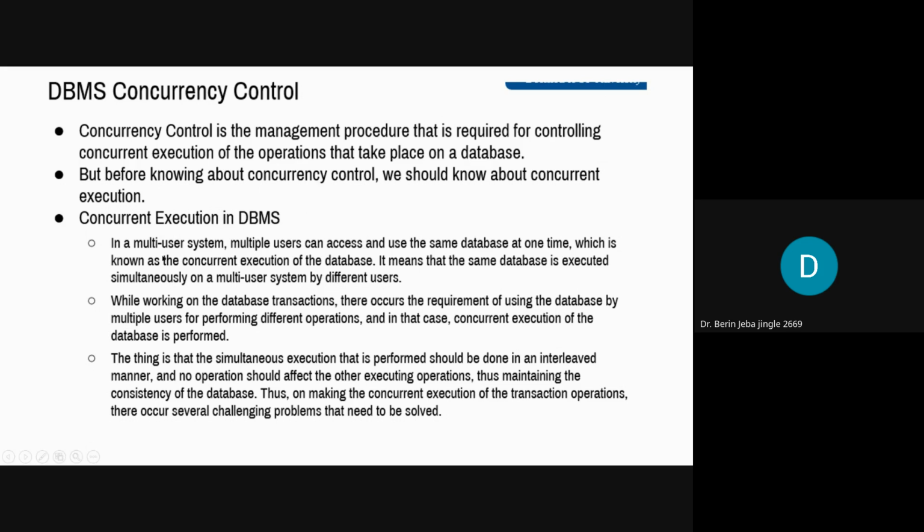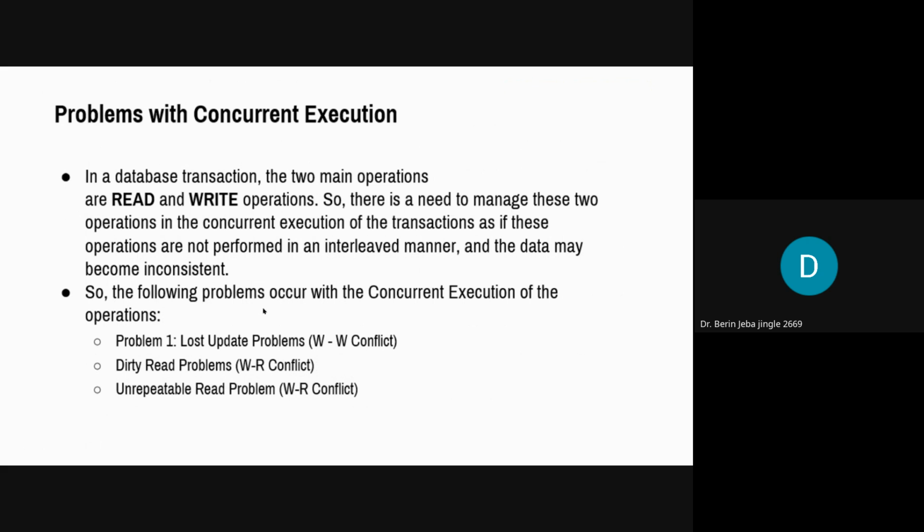In a multi-user system, multiple users access and use the same database at one time, which is known as concurrent execution of the database. So you have to know what concurrent execution is. While doing these types of concurrent execution, some problems also occur. In a database transaction, two operations are there, read and write. We have to manage these two operations in concurrent execution of transactions.